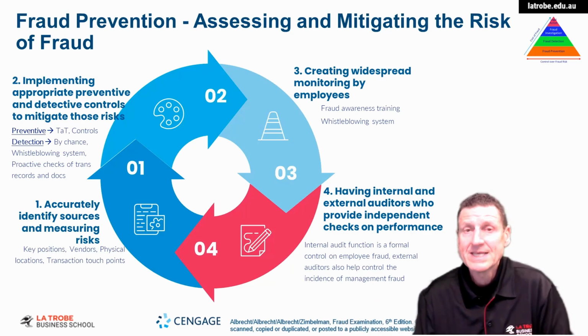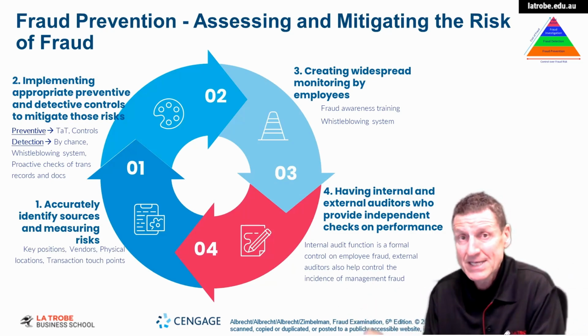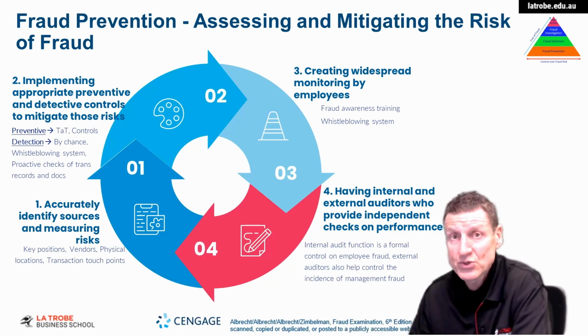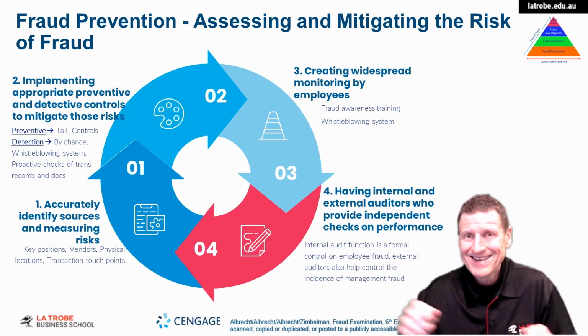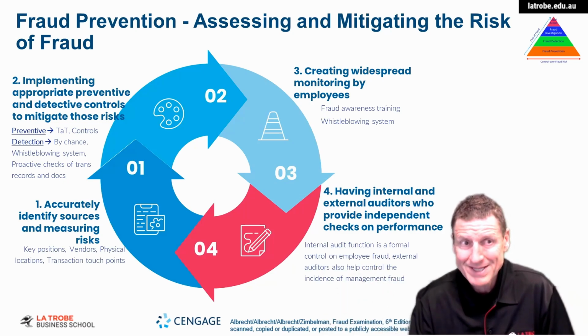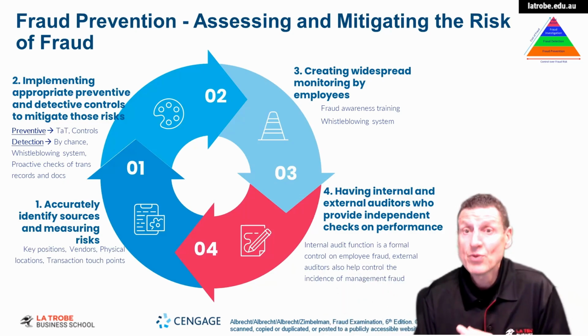Is it with the vendors? Is it with key positions? Is it with the physical locations? What about transaction touch points with the customers, with the distributors? All right. And so once you have identified the key risk areas, then you can do 2, 3, and 4.